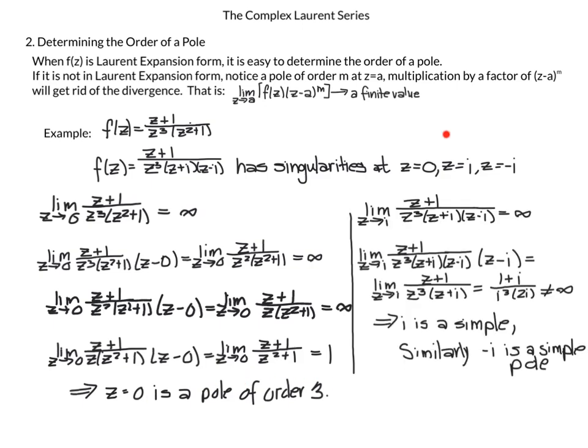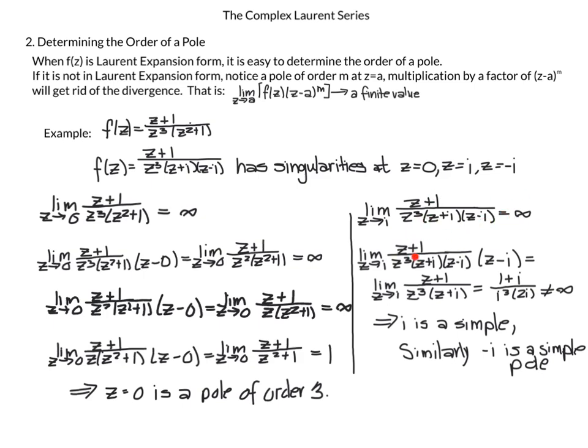We can do something similar for z equals I, our next pole. We take the limit as z approaches I of our function z plus 1 over, and I used this factored version here where we factored z squared plus 1 into z plus I, z minus I, times z cubed, z plus I, z minus I. When we plug in I here we get 0 on the bottom, and on top we're going to get I plus 1. So it's not 0 over 0. We can't use L'Hopital, but we have something divided by 0, so that's divergent.